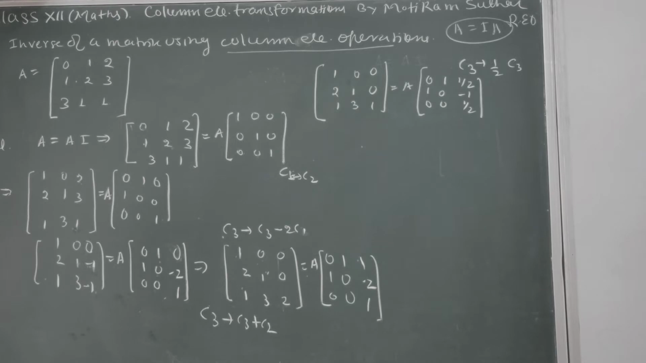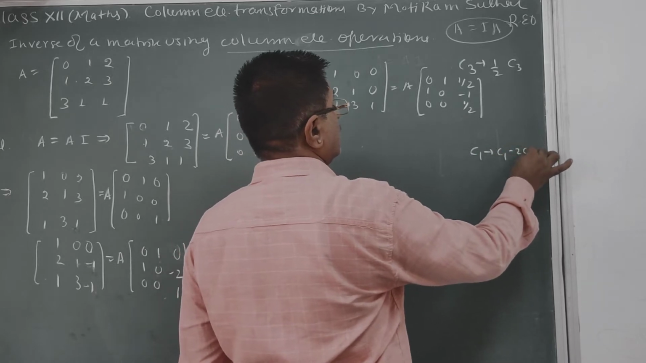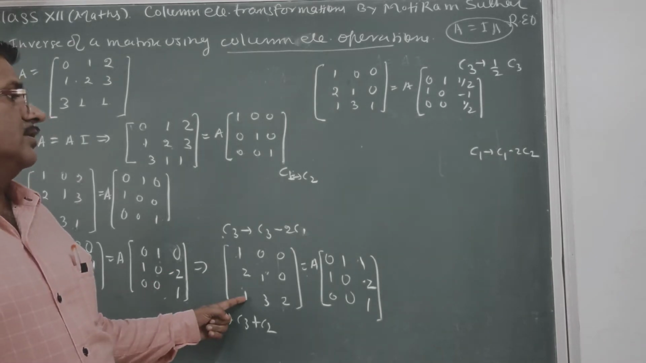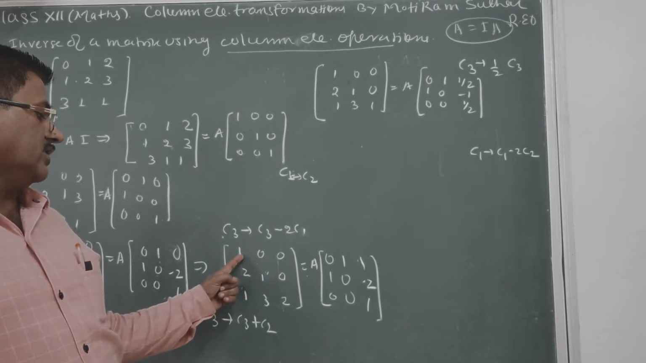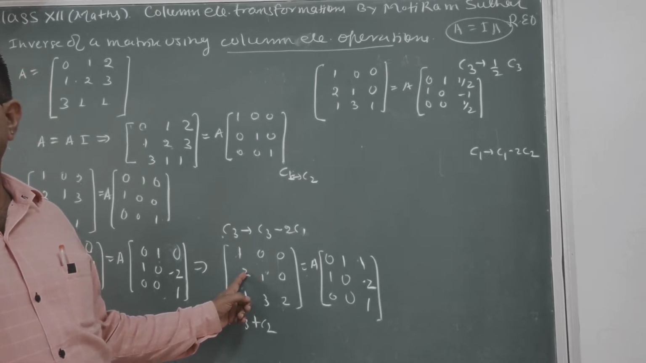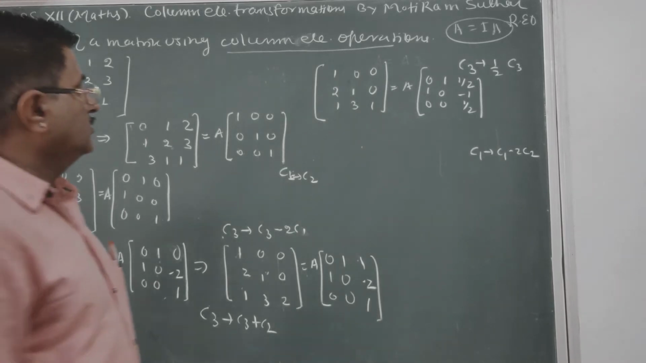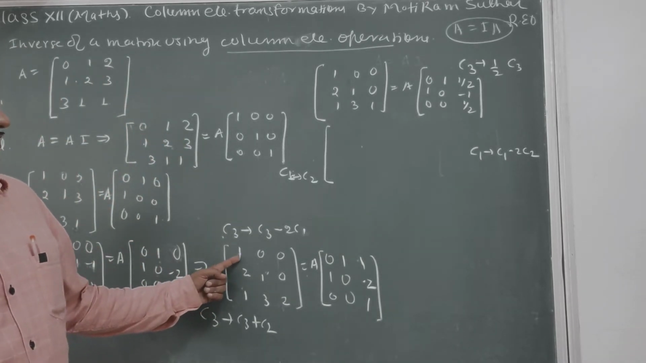Now we have to change the element of the first column, that is C1, which can be written as C1 minus 2 into C2. Clear? Column first minus 2, so this is the first column. Now what we can say here? Column first minus twice of this. So 1 minus 0, this remains again. 2 minus 2, this will be 0, because we want to convert this into 0. Clear? So we can write here first column as C1 minus twice of C2.